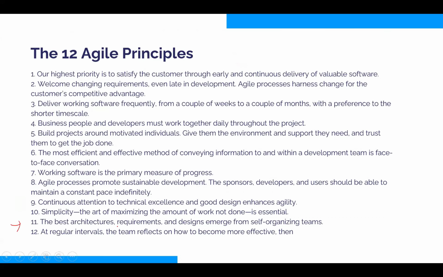Number 11, the best architectures, requirements, and designs emerge from self-organizing teams. Look, there are two terms we extensively use for an Agile team. One, self-organizing, another, self-managing. You know what that means? Self-managing, self-organizing. Let's understand it this way. Now, let us ask a few questions in a predictive environment first. I'm asking the questions. Let's answer them from predictive. Who does the detailed planning?